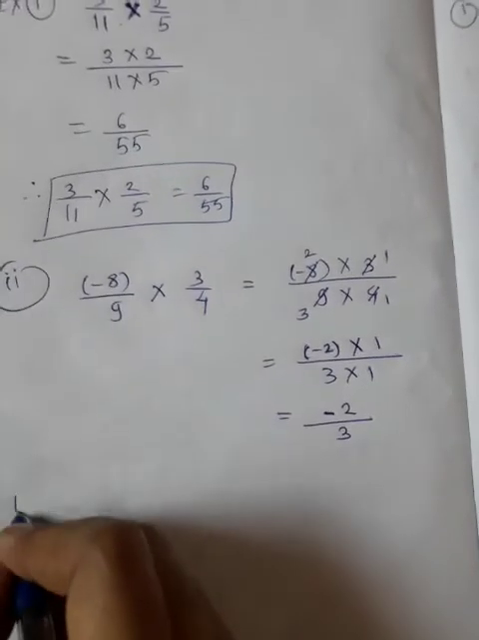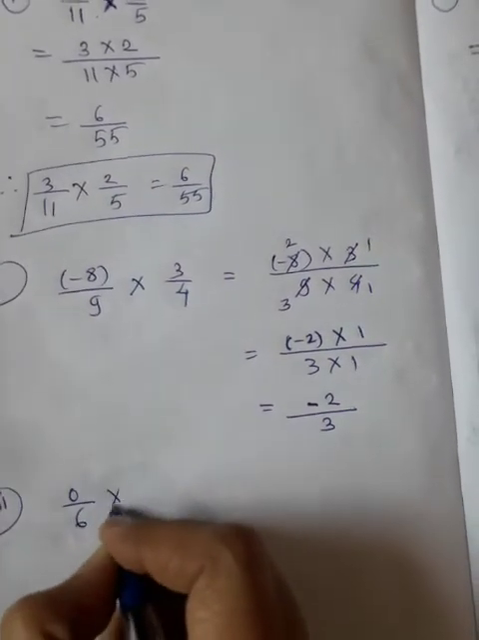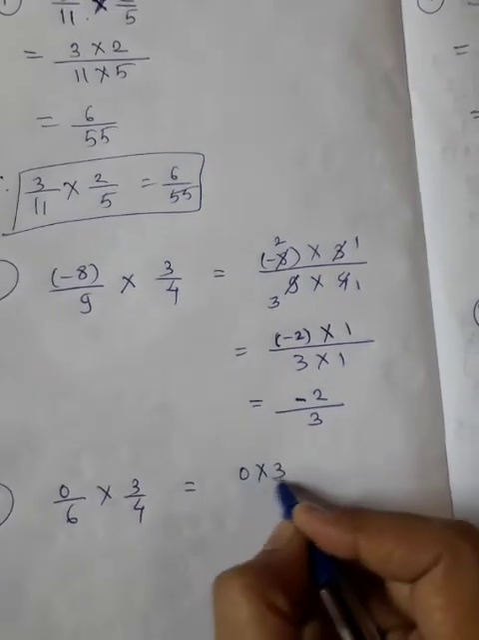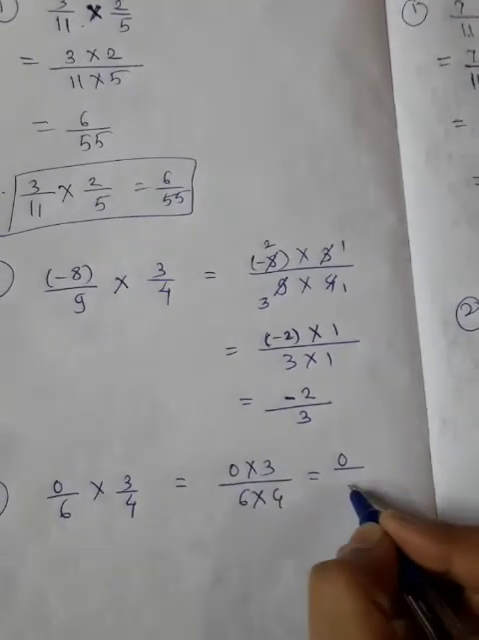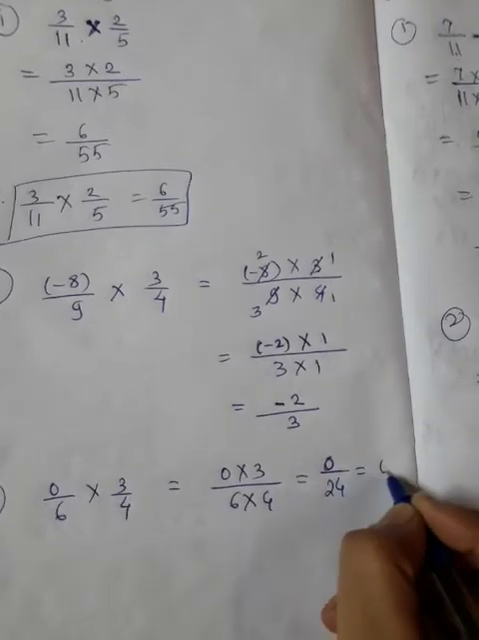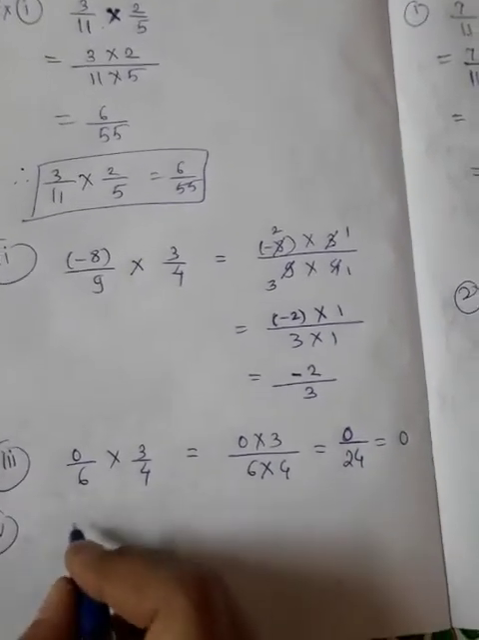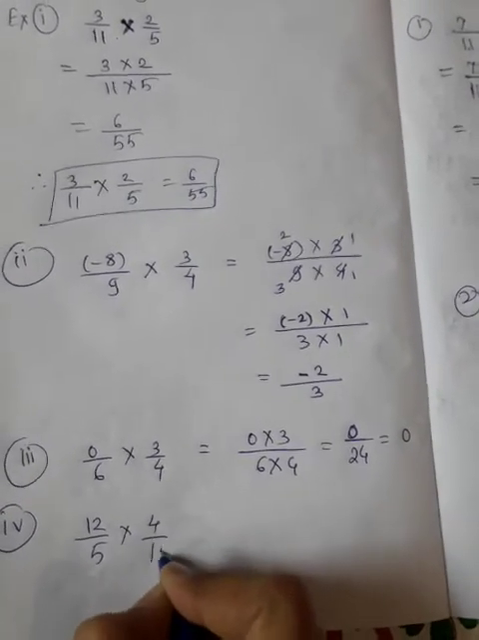Okay, now 0 by 6 into 3 by 4. So 0 into 3 upon 6 into 4. 0 into 3 is 0, 6 into 4 is 24, and we know when we divide 0 by any number, our answer is 0. Okay, now fourth, 12 by 5 multiplied by 4 by 15.